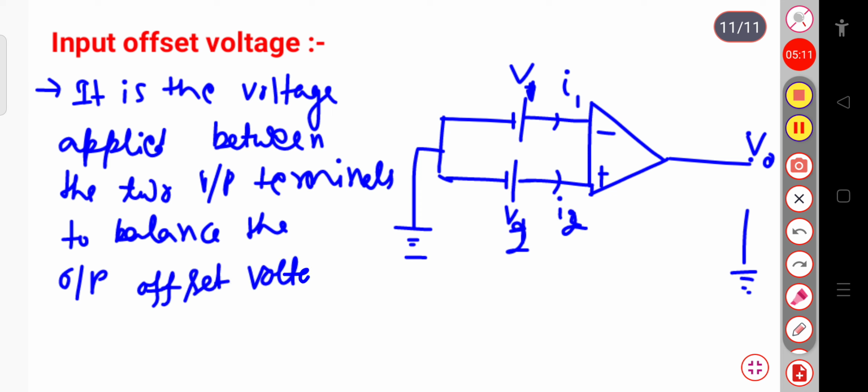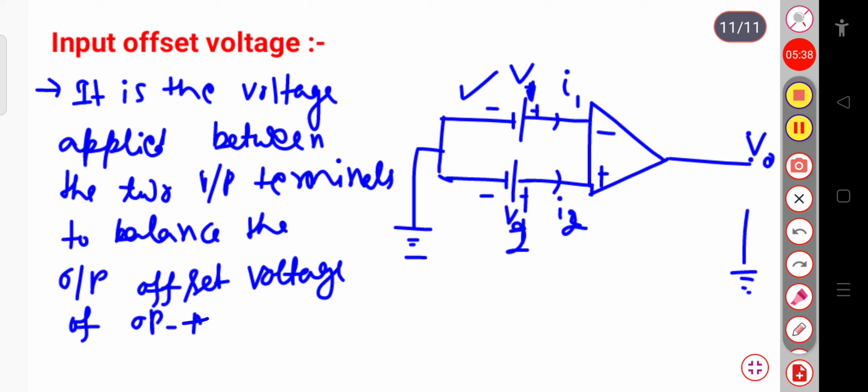So output offset voltage means for the ideal op amp that voltage should be 0. So to balance that we have to apply some voltage across this inverting terminal as well as this non-inverting terminal. Okay, so that voltage is called the input offset voltage. Okay, so it is the voltage applied between the two input terminals to balance the output offset voltage of an op amp.